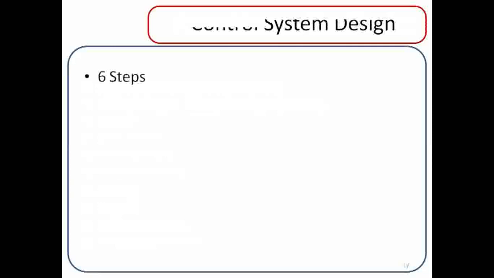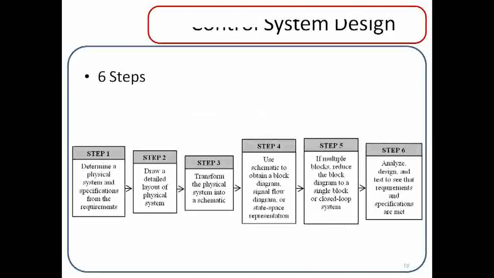And there are design steps for a control system. Basically, there are six different steps. The first one is determination of the physical system and specifications from the requirements. So the standard requirements will be monitored here and taken into force, and given as systemic input considerations. Upon these input considerations, step 2 will be availed.